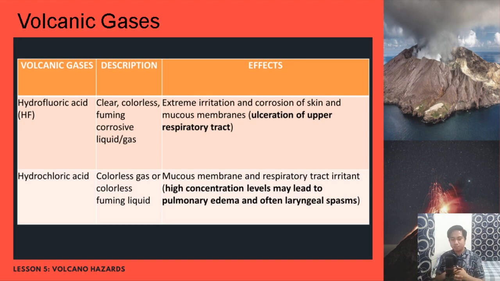And your laryngeal spasms. Your voice box, remember, your larynx. If there are spasms, usually there is an uncontrollable contraction. It can lock because of the spasms or movement of your larynx. So there is difficulty breathing. That is why your HCl or your chlorine is a mucous membrane and respiratory tract irritant.